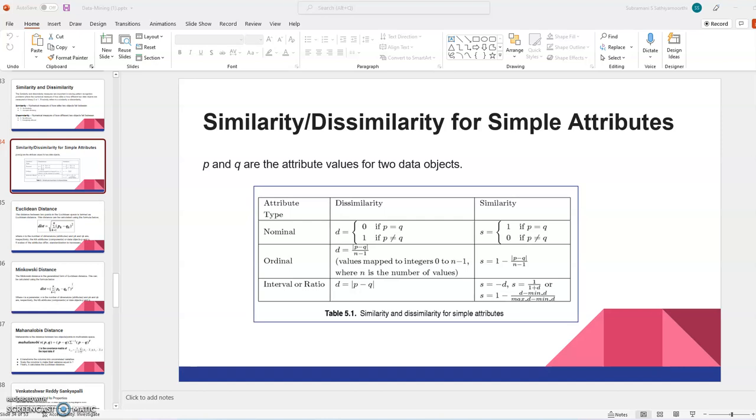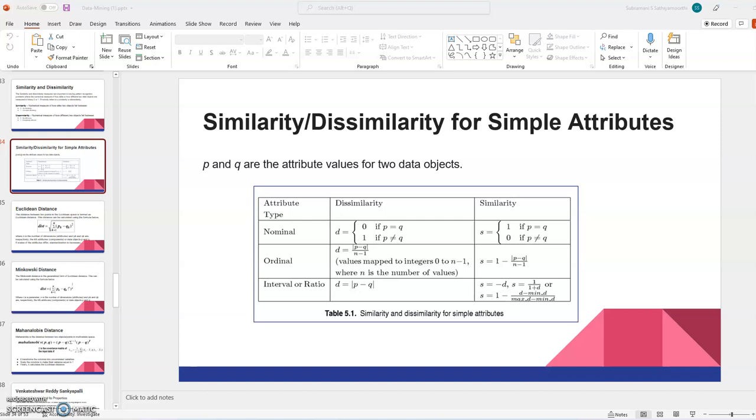For nominal, which is a very straightforward one that we discussed earlier, the dissimilarity d becomes 0 if the two objects' attribute values are equal. Say p and q are the attribute values for two data objects: if p and q are equal, d gets 0, and it gets 1 if they are not equal. That's how dissimilarity is calculated for nominal. Similarly, similarity is 1 if p and q are equal, and 0 if p is not equal to q.